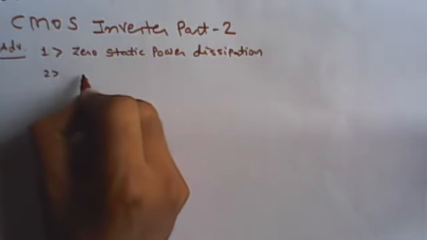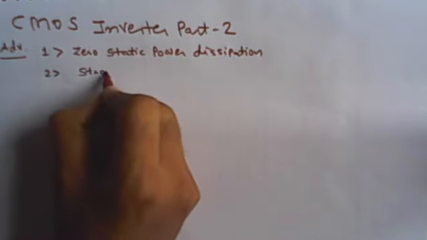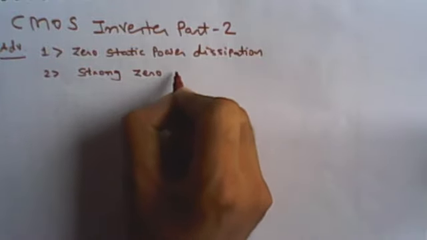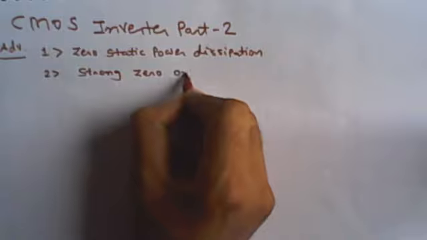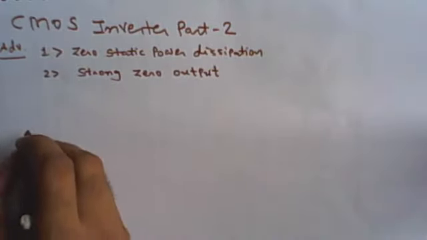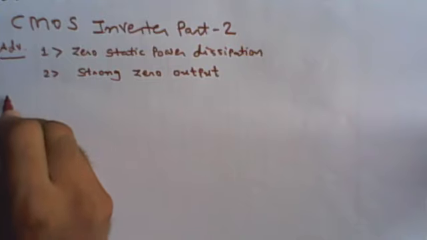And another advantage of the CMOS inverter is it has a strong logic zero, strong zero output, right? So the CMOS inverter is a widely used device to implement any digital logic.